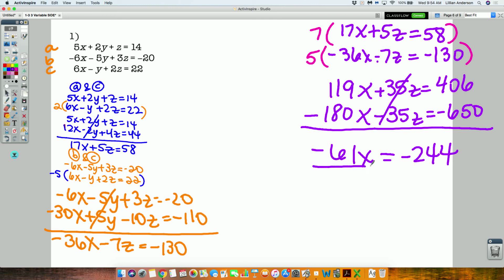My last step is divide by negative 61. And x equals, positive or negative? Gotta be positive. When we subtract for our x's, they both end up being negative. So when you divide, it ends up being a positive 4. Big numbers, but it's okay though.